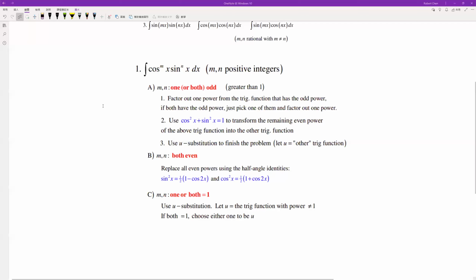All right, so the first case, we have cosine and sine, both to different powers. Within this type, we can break it down into three small types, A, B, and C, right? A is when one or both of m and n are odd. For B, we have n and m both being even, and C is when one or both equal 1. So part C is the easy one where we can just do a U substitution, and that's the one that we are most familiar with.